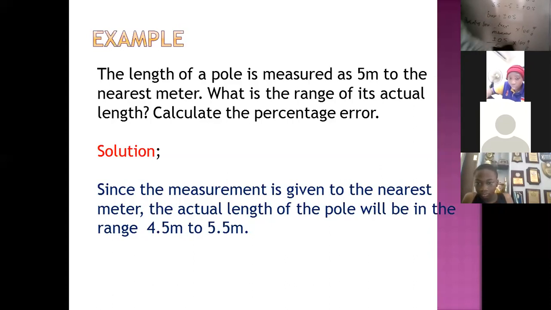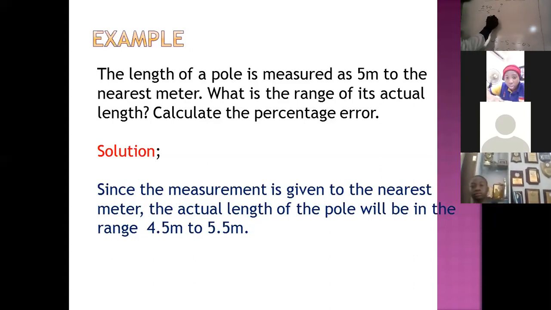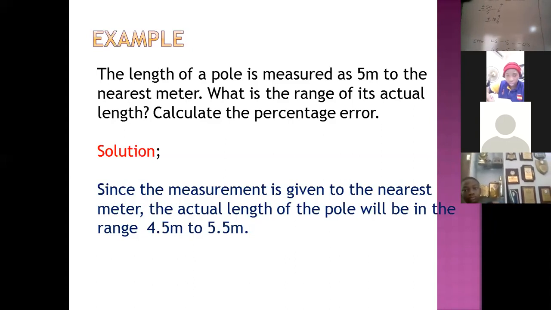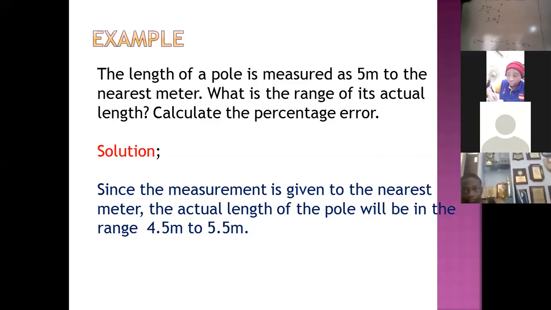If you multiply by 100 first, you have plus or minus 50 over 5. When you divide this, you have plus or minus 10%. So this is the percentage error. You have done it for positive and for negative, all the same, going by the range given.